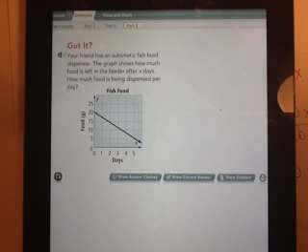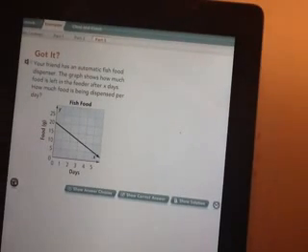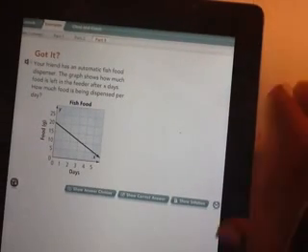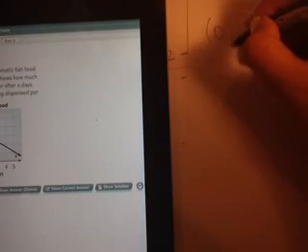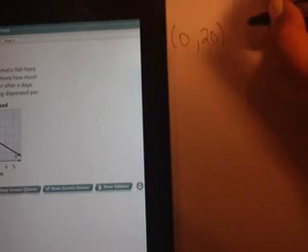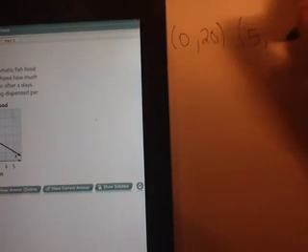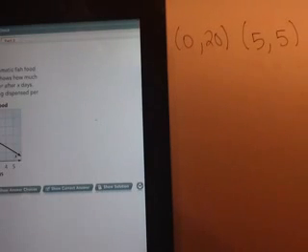So we'll use our 2 ordered pairs. On the very first day, when we fill it up, it would be 0 as our x, 0 days, and 20 grams of food. And then the closest approximation would be after day 5, we have 5 grams of food left. Once again, from left to right, this graph is decreasing, so we know it's negative.